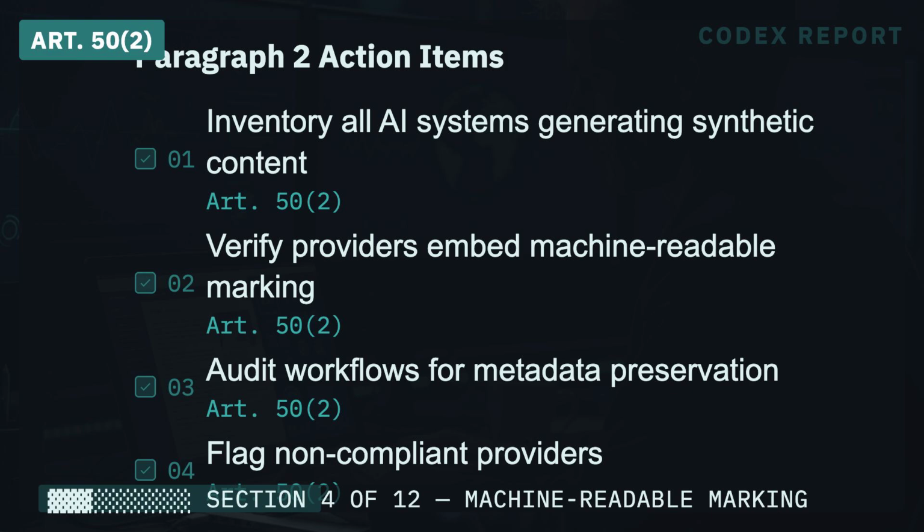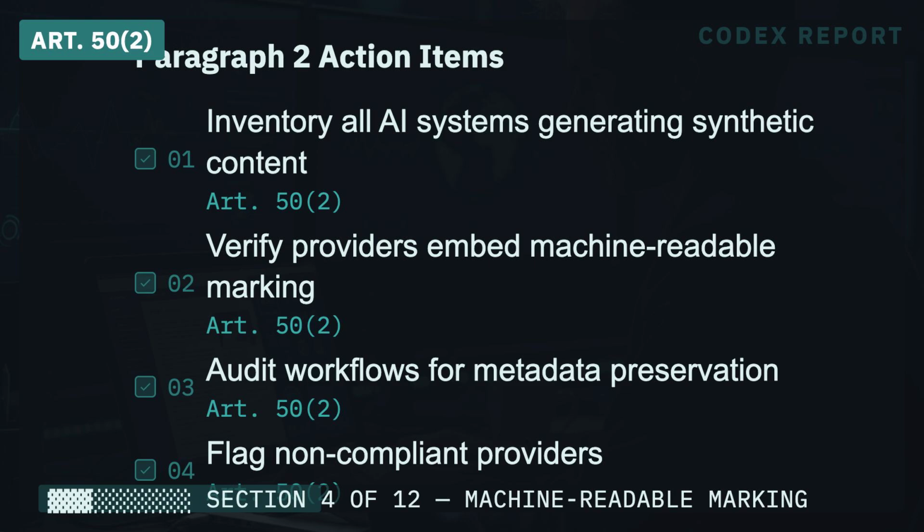The compliance action items from paragraph 2 are as follows. First, inventory all AI systems in your organization that generate synthetic audio, image, video, or text. Second, verify that each provider embeds machine-readable provenance marking in its outputs. Ask for documentation of their C2PA implementation or equivalent. Third, audit your internal workflows to confirm that post-production, compression, format conversion, and distribution pipelines preserve provenance metadata rather than stripping it. Fourth, for any provider that does not currently embed machine-readable marking, flag this as a non-compliance risk and begin evaluating alternatives or requesting a compliance roadmap.